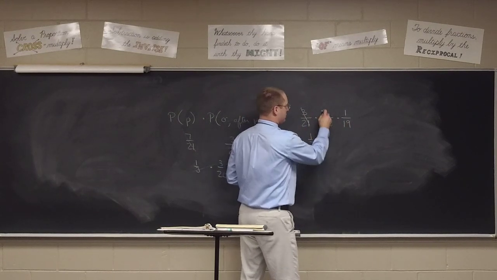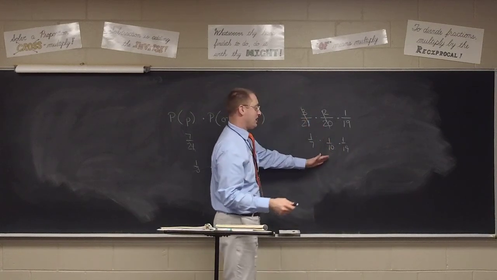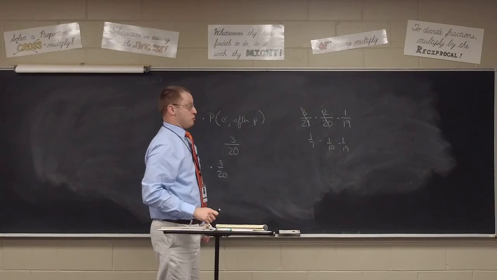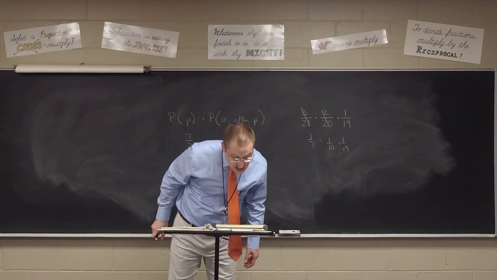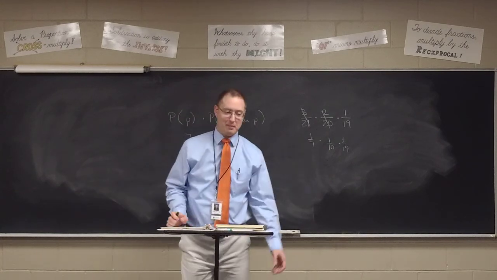If we reduce, then we end up with 1 over 7 times 1 over 10 times 1 over 19, which is 1 over 1,330. I can't do math. 1 in 1,330 chance of crab in that order.